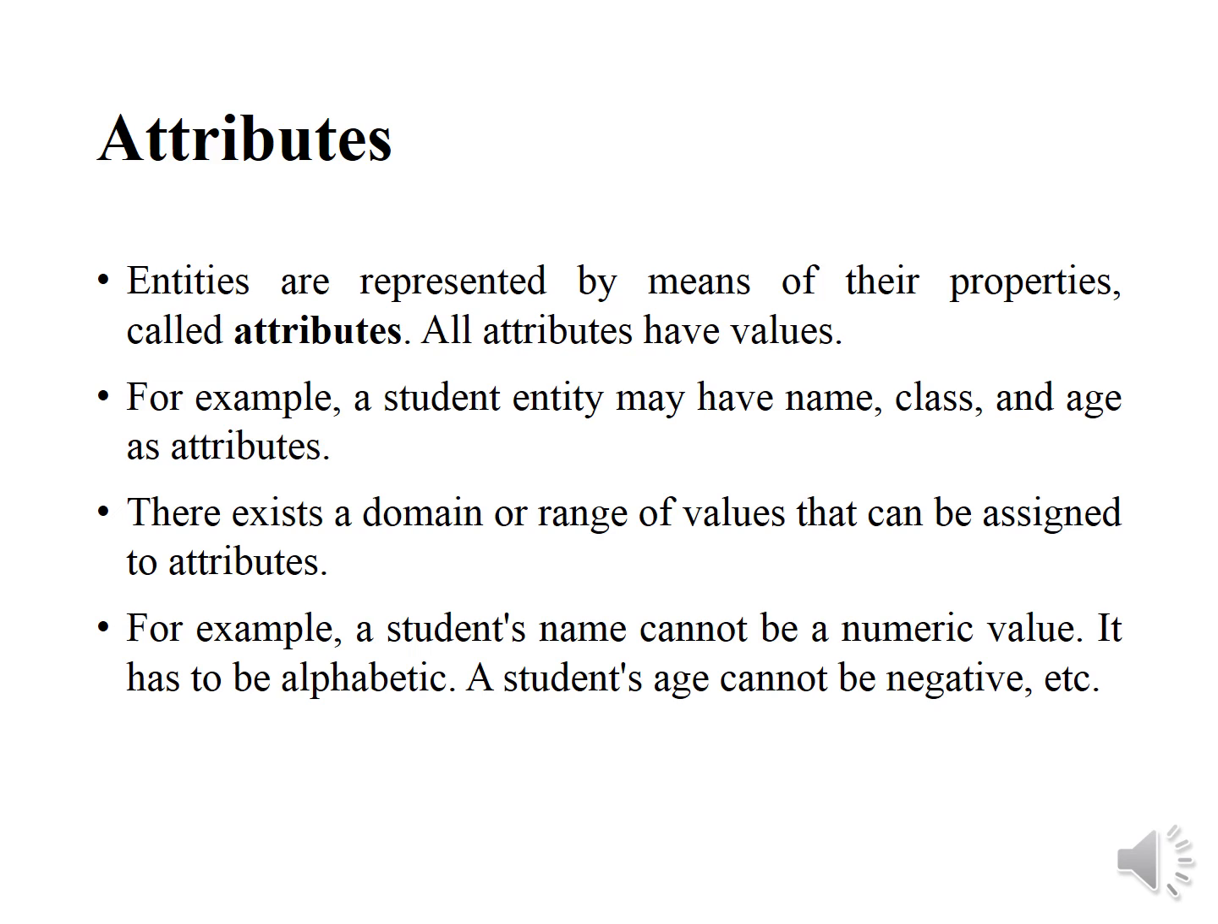Just we can take the example of employee. The range of values of their age can be between 18 and 60. So whenever you assign a value to the attribute age, it should lie between the range 18 years to 60 years. A student's name cannot be a numeric value, it has to be alphabetic. A student's age cannot be negative, etc.